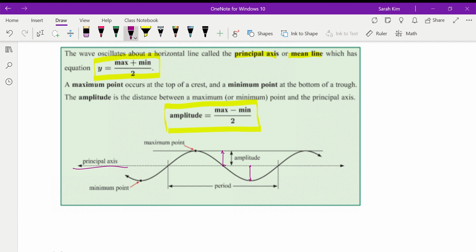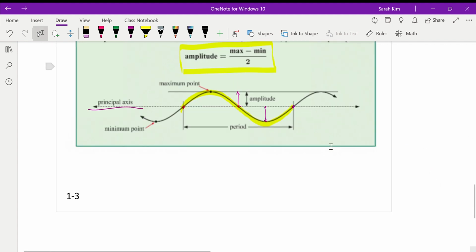Period is any same point to the other same point. So if I start halfway through, you can come back to the halfway through. So this is a period, right? It does one oscillation, it goes up, finds the maximum, finds the minimum, that's one, and then it's just going to repeat that over and over again. Okay, so that's the period we talked about. So make sure you draw that graph.